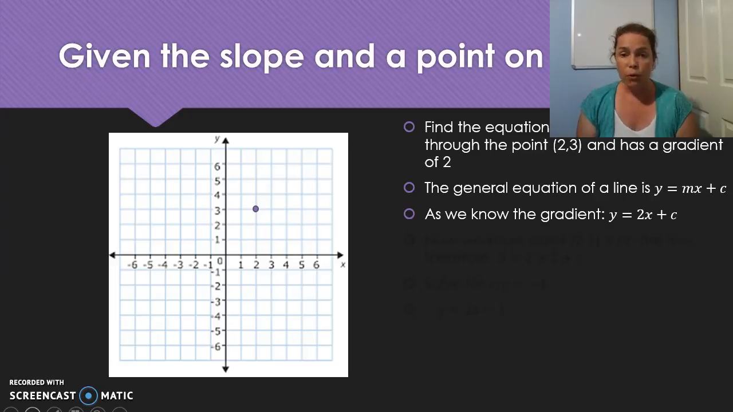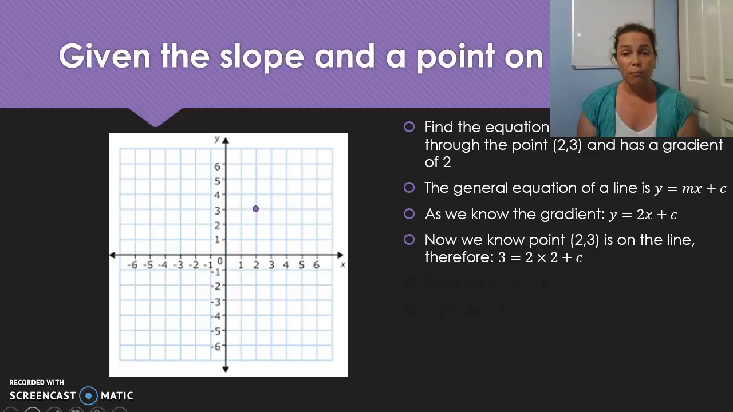Now, as I said before, we know the point (2, 3) is on the line, therefore the equation must be true for this point. Therefore, we can substitute in y equals 3 and x equals 2 into our equation so we can solve for c, because then we only have one unknown. So at the moment we have 3 is equal to 2 times 2 plus c. So 3 is equal to 4 plus c, and we can solve for c. So c must be -1. So our equation of our line will be y is equal to 2x minus 1.